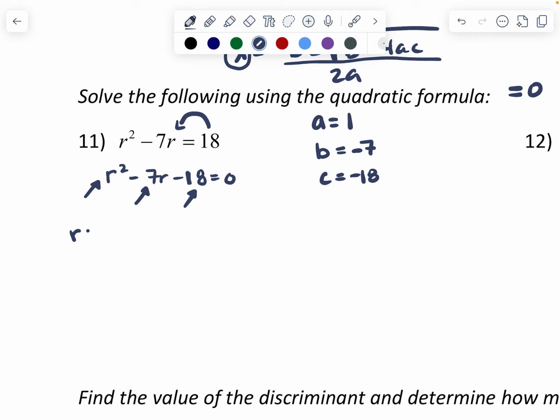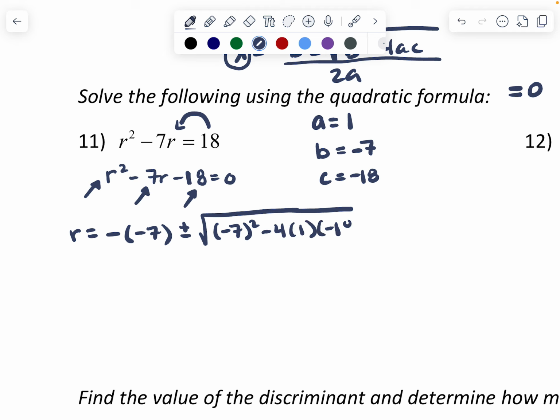So it's r equals negative b. b is -7, so that double negative is going to make it positive, plus or minus the square root of b squared. So I have -7 squared. And then I have minus 4 times a times c, which is -18, all over 2 times a.